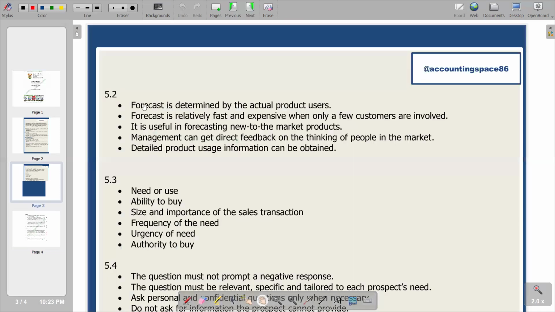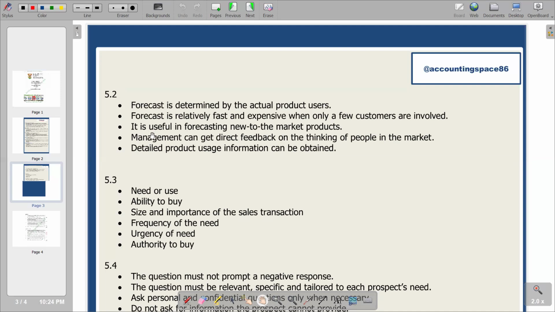So moving on, we see that these are the advantages that we have, whereby the first one is forecast is determined by the actual product users, which is exactly as we are trying to explain. And then forecast is relatively fast and inexpensive when only a few customers are involved. So it is only fast and inexpensive when we have got few customers. So when we've got many customers, it means it's going to be a bit costlier. So this is what we've got as the second point.